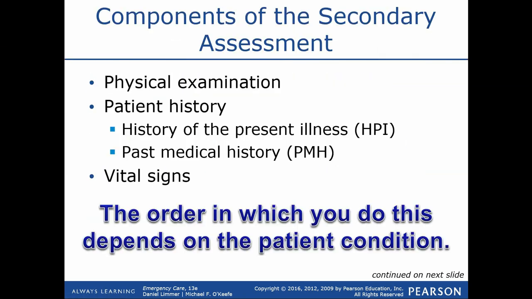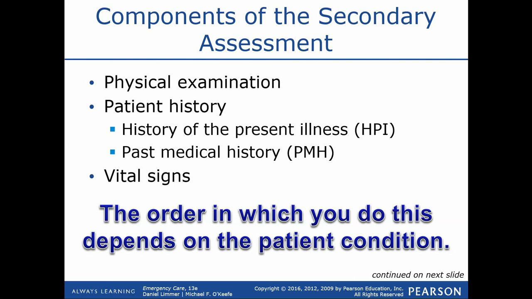So talking about the secondary assessment, that is now the third component of the overall assessment algorithm. We started with the scene size up and all the components contained within that, including the scene safety, taking appropriate BSI precautions, identifying the number of patients, requesting appropriate resources, and determining the potential mechanism of injury or nature of illness. From there, we transitioned into the primary assessment, which is more of our hands-on component of the patient, as we identify the patient's mental status and their ABCs, along with our general impression, and determine a transport priority.